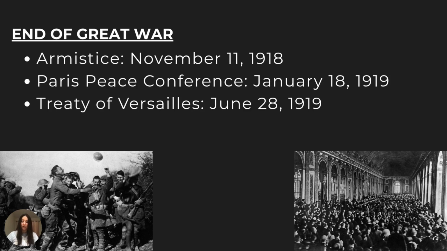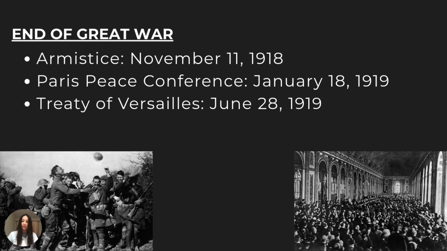We are going to be looking at the end of the Great War next. An armistice was reached on November 11th, 1918. That means an agreement was reached between the Allied and the Central powers to stop fighting. The guns on the Western front go quiet. Now, there is no official treaty on November 11th, 1918. The official treaty would be worked out during the Paris Peace Conference that takes place on January 18th, 1919. The Allied powers that won, the victors, met with the defeated Central Powers.